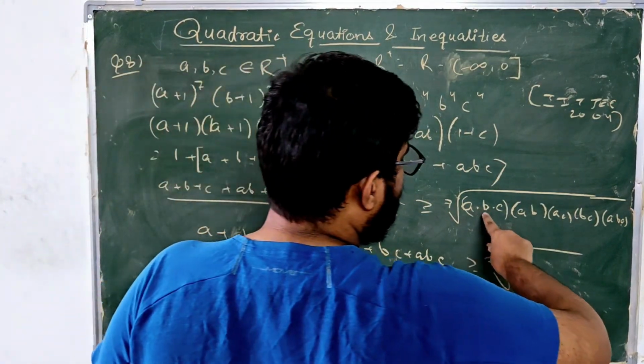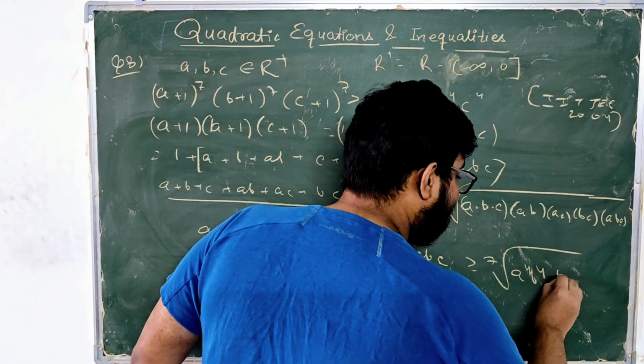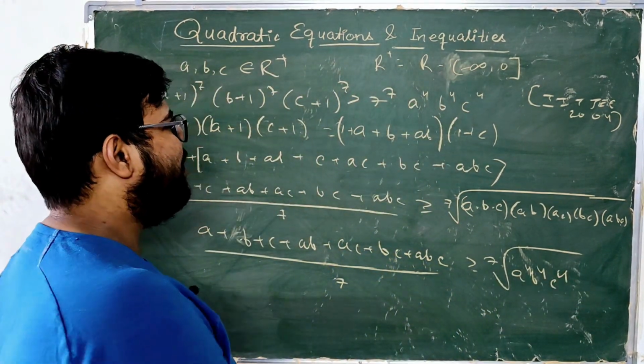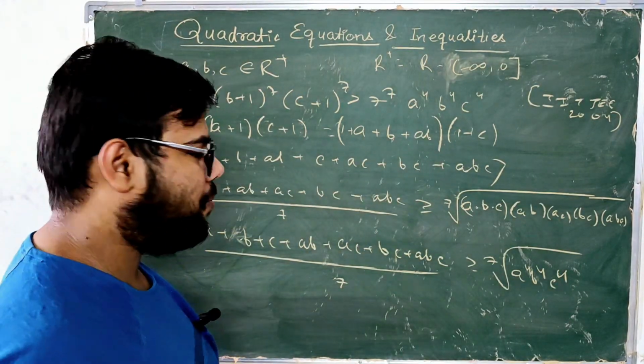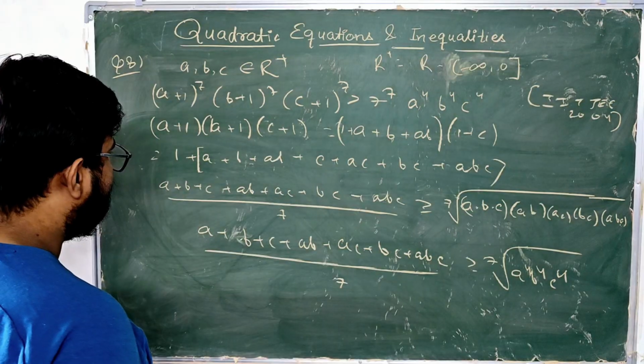There are how many A? There are 1, 2, 3, 4. There are 4 A. So A raised to the power 4, B raised to the power 4, C raised to the power 4. Somewhat similar to this. Okay. Now what we have? What we can do next?